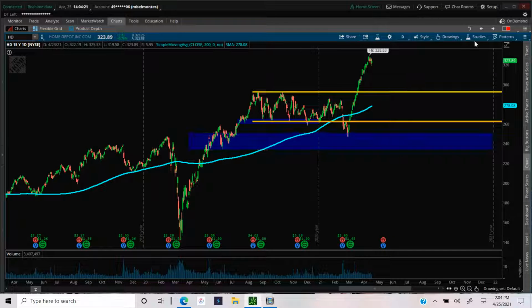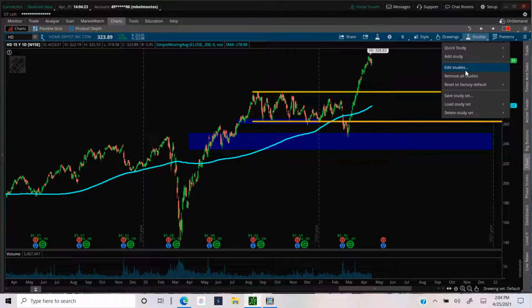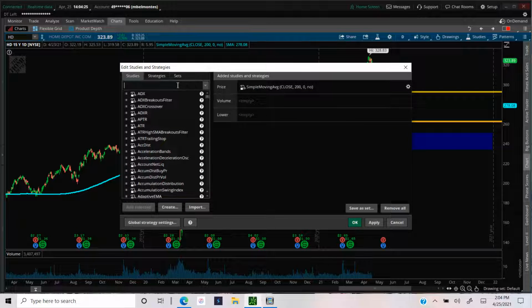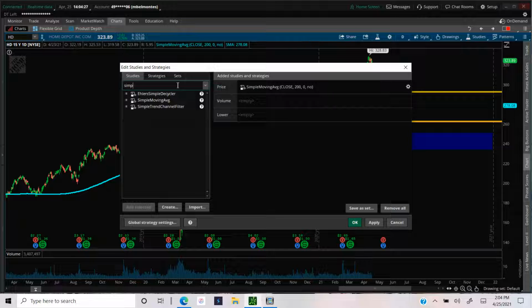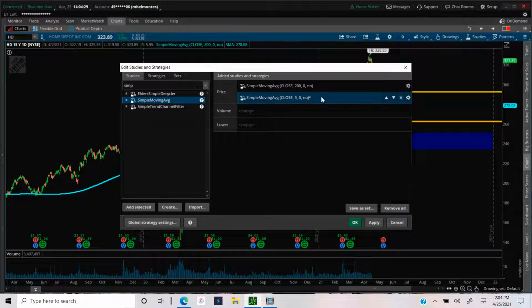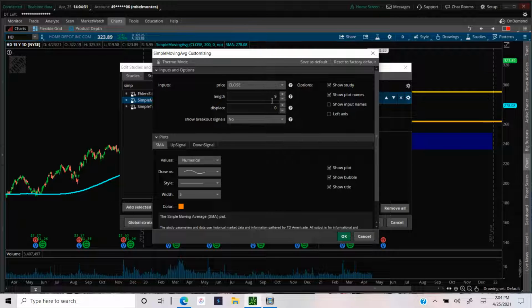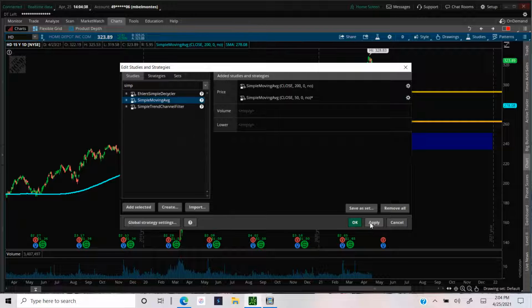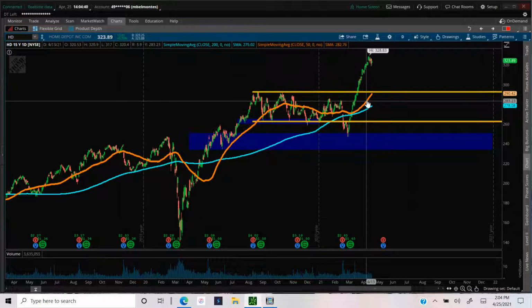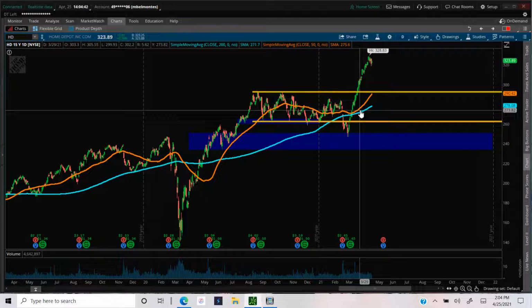Okay, now I am going to incorporate the 50. Simple moving average. We're going to edit. Then we're going to put 50. I'm going to keep this orange so we know the difference between both of them. So notice how we have the 50 here and the 200 here.